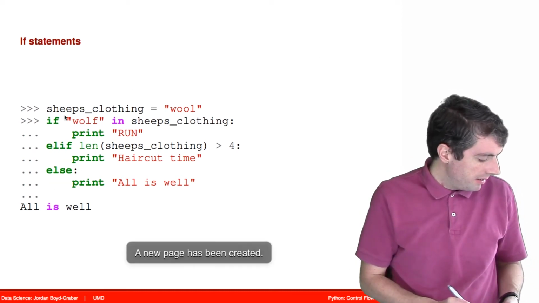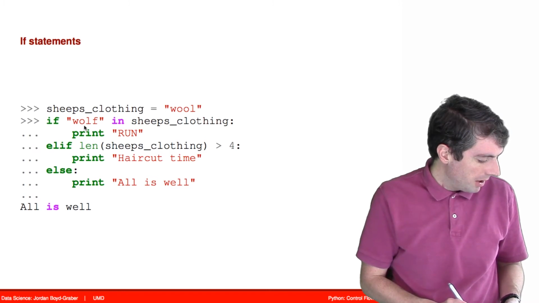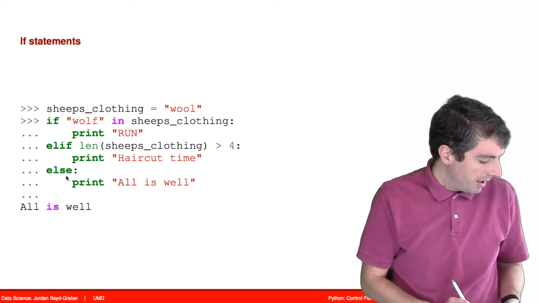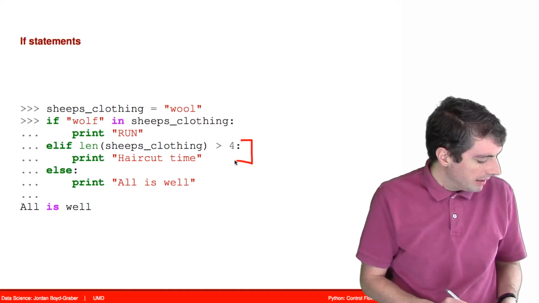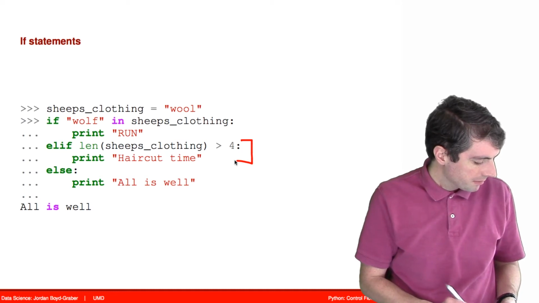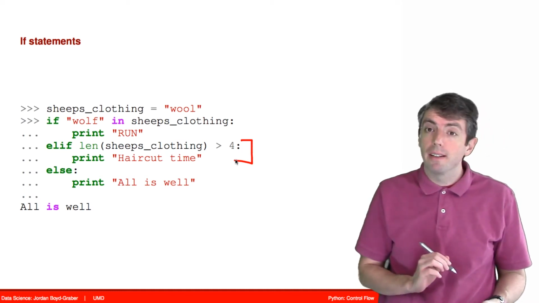And in this case, there is no WOLF in the string WOOL, and so when we actually run all of this, it generates this statement here. Okay, but now let's talk a little bit more about this middle section here.